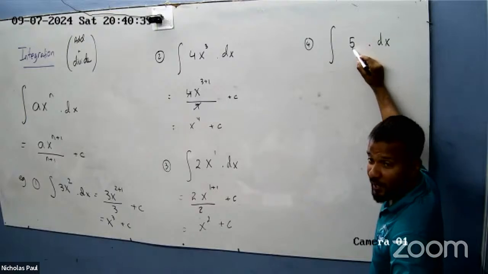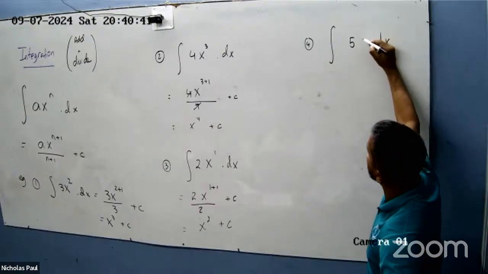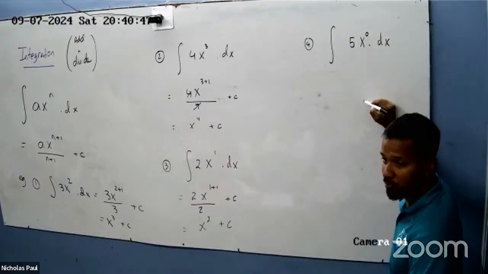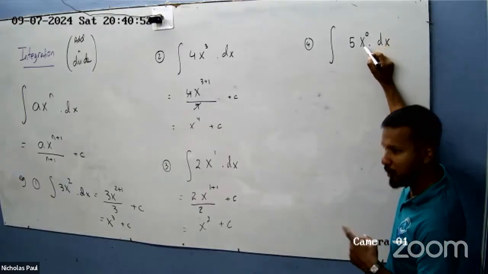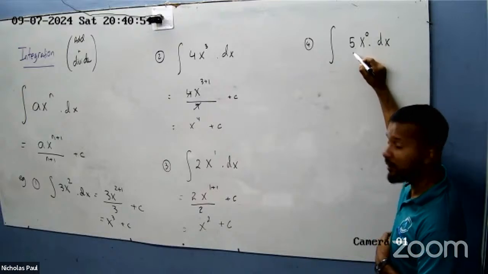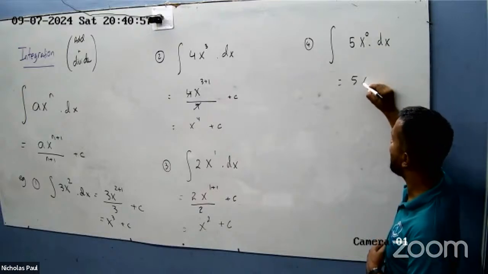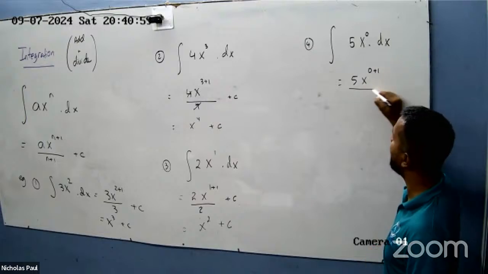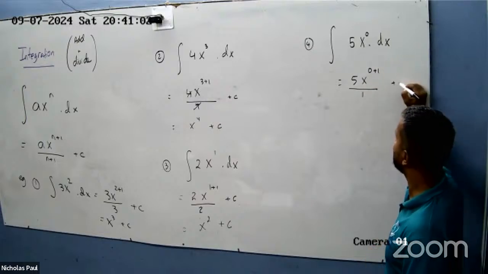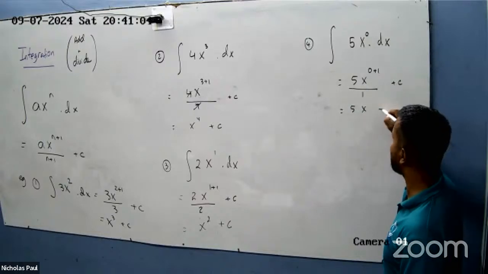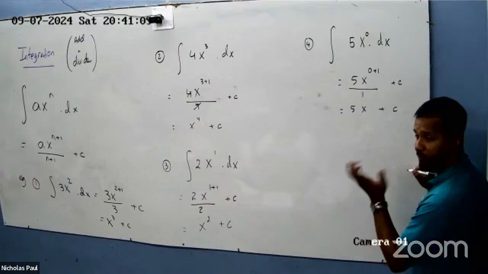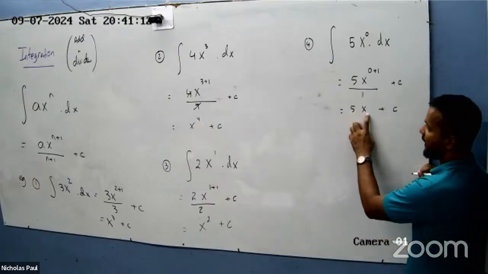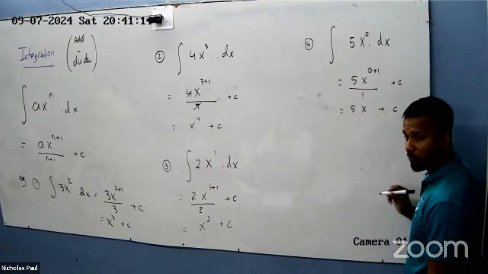We have 5 here, right? So in order for us to put back an x term here, we'll have to put that x term to the power of 0. Anything to the power of 0 is 1. 1 times 5 is 5. Now we can integrate this. It will be 5x to the 0 plus 1 all over 0 plus 1, plus c. So the answer is 5x plus c. Okay? And check the differential. The differential of 5x is 5. Are you okay with that?